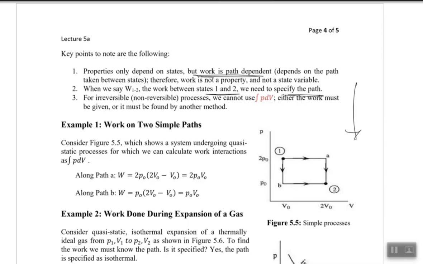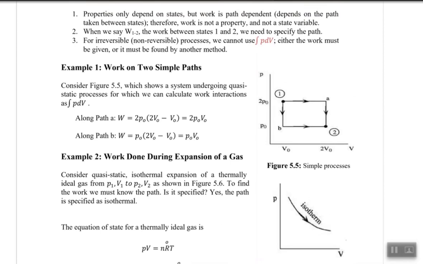For irreversible work, we have got a different equation. This equation, which was PdV, was only and only valid for reversible work. So for irreversible work, the work done must either be given or we must find it by a different method. So this is a little bit about the work done. Let's move forward with another example, and we have left something up there and we will be coming back to it later. Work done on two simple paths.